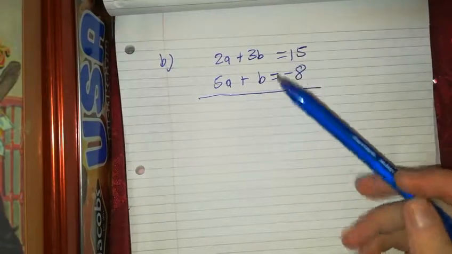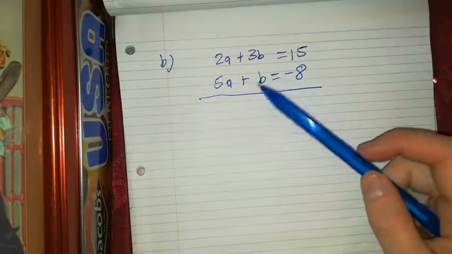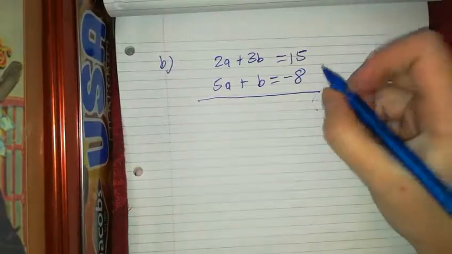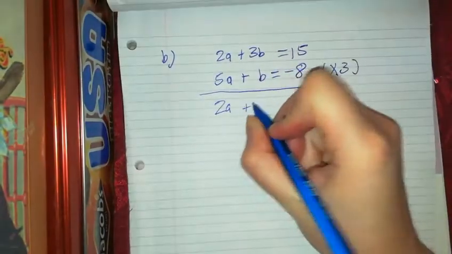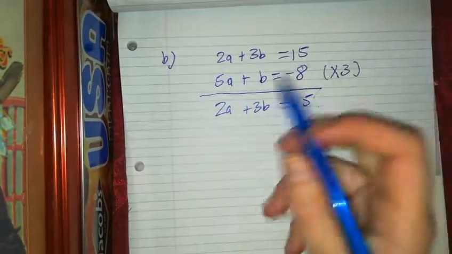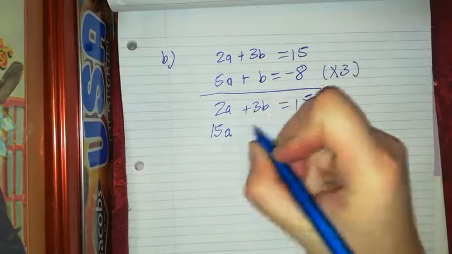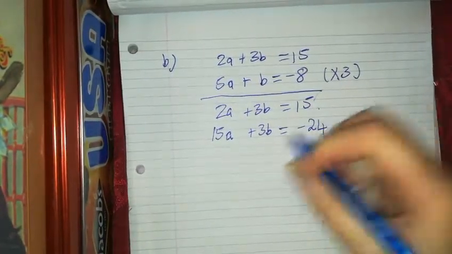So I think the easiest one to get the same number in front of both of them would be the b's, because we'd only have to multiply the bottom line by 3. So I'll just write down my top line first. The top line is staying the same. And then everything in the bottom line has to be multiplied by 3. So 5a by 3 will be 15a, plus 3b is equal to minus 24.